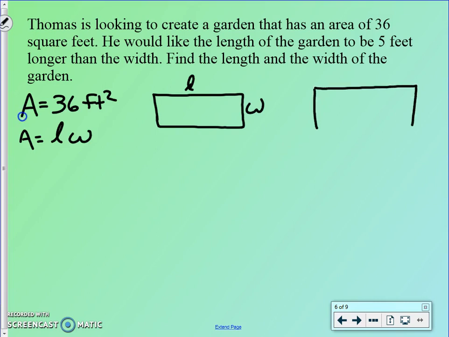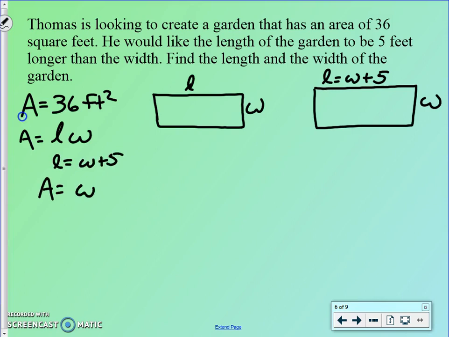I'm going to draw it again. And then my length is equal to the width plus 5. It is 5 feet longer than the width. We've noticed that if my width is W, W plus 5 is a larger measurement. Okay? Now, going back to my formula for area, area is equal to length times width. I know that my length here is equal to W plus 5. So I can say then my area is equal to W plus 5, which is my length, times my width.